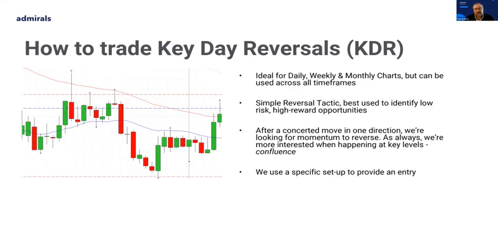So the good thing about KDRs, key day reversals, is that they're ideal for daily, weekly, monthly charts, but also across all timeframes. It is a simple reversal tactic, best used to identify low risk, high reward opportunities, which is what we particularly want. After a concerted move in one direction, we're looking for momentum to reverse. As always, we're more interested when it happens at key levels, when we get confluence of events. And when that happens, there's a specific setup that we can utilize to help provide an entry.